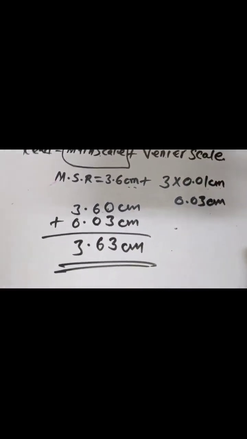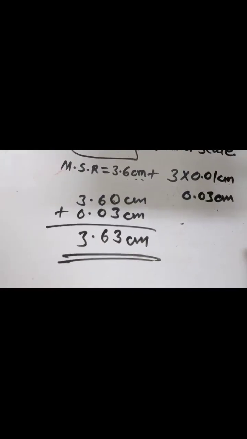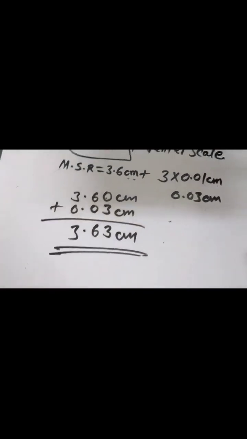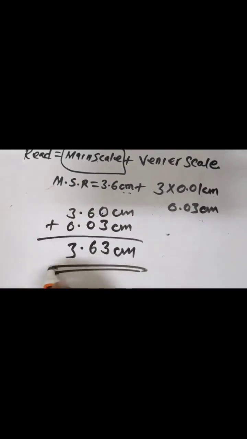Meaning that at the point where the object that the Vernier caliper is measuring, this is where it is. So this is the reading of the Vernier caliper. That is how you find this.